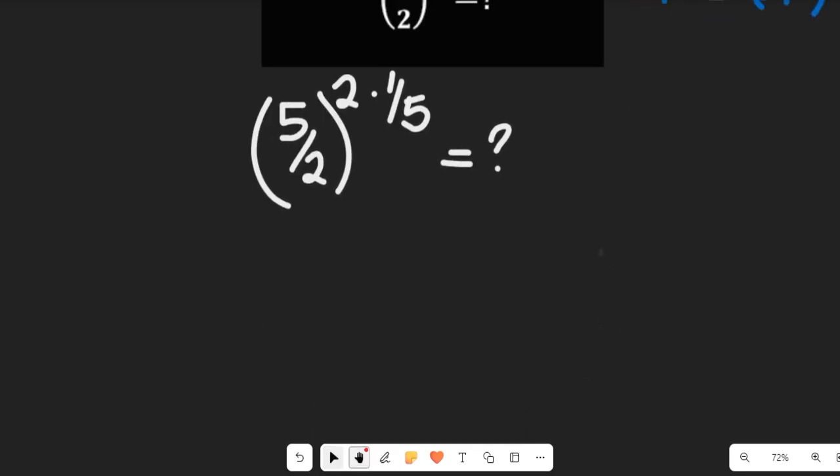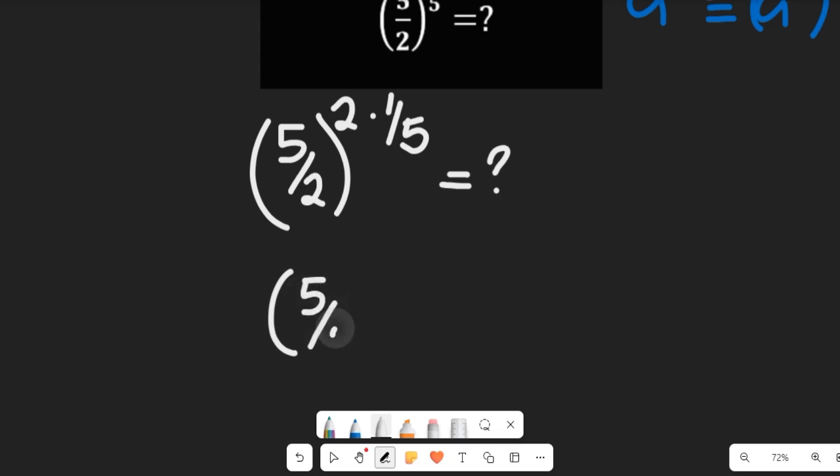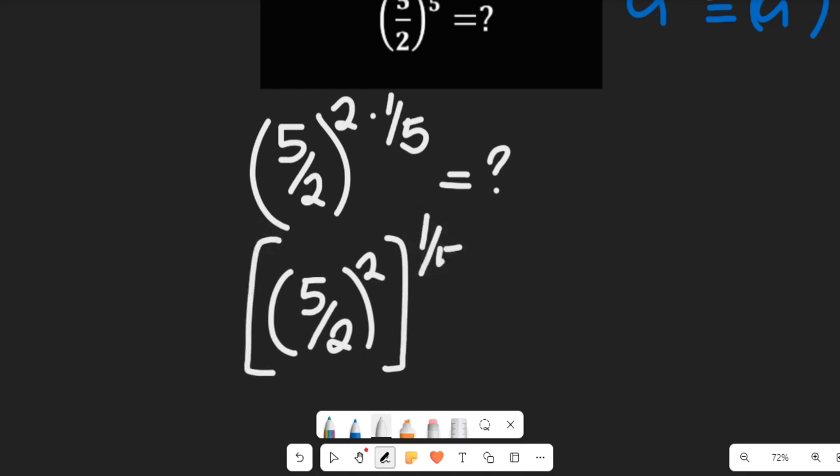Since we haven't changed anything, I can simplify using that law of indices. This will now give me 5 divided by 2 all squared, with an overall power of 1 divided by 5. So what would this expression give me? Now, having arrived at this, I can simplify.